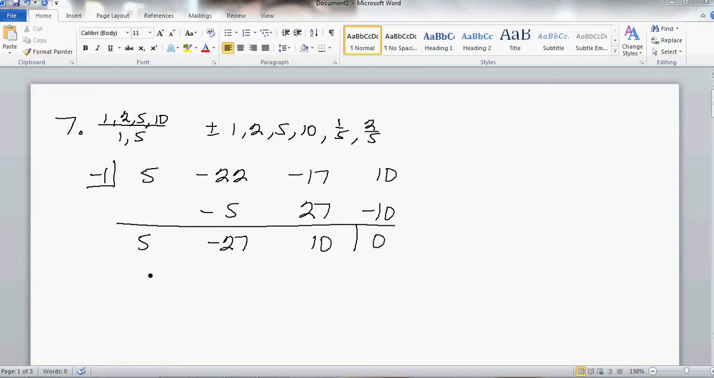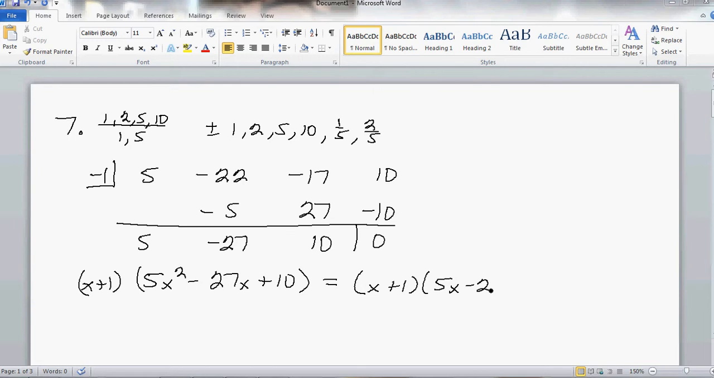And perhaps even more importantly, we're left with 5x squared minus 27x plus 10. So we know that since -1 works, it's x plus 1 times that. But this will factor even further, and so we get x plus 1 times, this factors to 5x minus 2 times x minus 5. And so that would be the factored form as being asked in problem number 7.